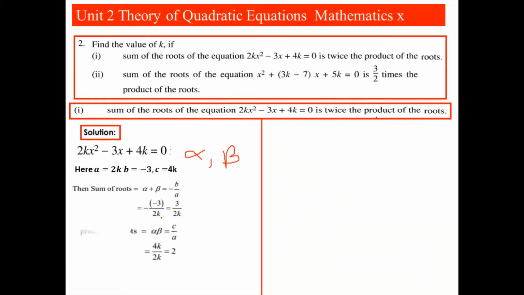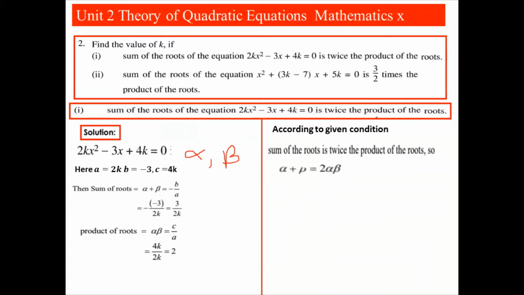Now product of the root is equal to c by a, and c is 4k and a is equal to 2k. So this k cancels out with this one, and 2 times 4. Now according to the given condition, the sum of the roots is twice the product of the roots. So we can write that alpha plus beta is 2 times alpha beta. So this is the required condition. So we have to use these values here.